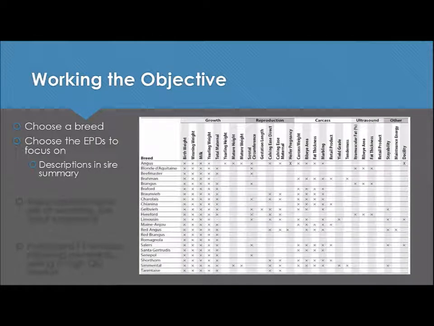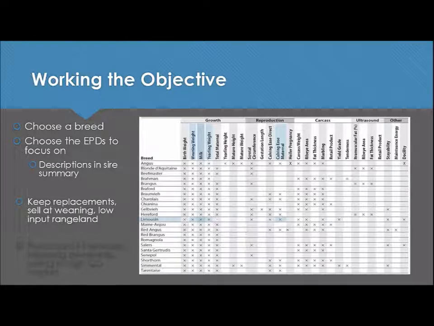So when I think about objectives, I first think about figuring out what we want to do, picking a breed that really makes sense to achieve those objectives, and then dialing in to the EPDs that are available within that breed to make those decisions. So I have a couple of examples here. These certainly aren't the only way you could go or the only traits you might want to focus on, but just a couple of examples.